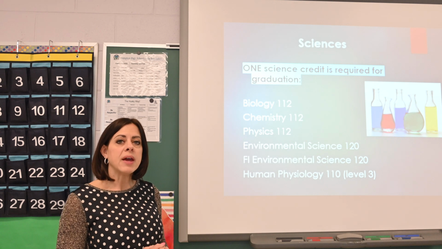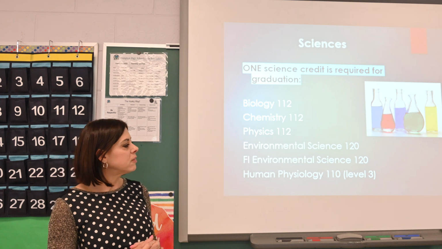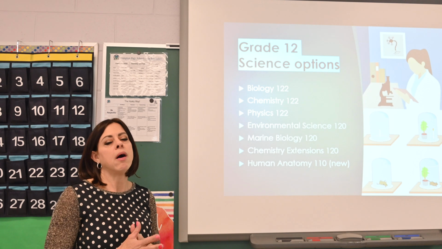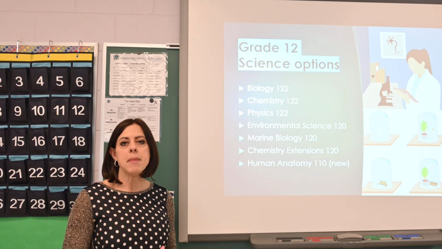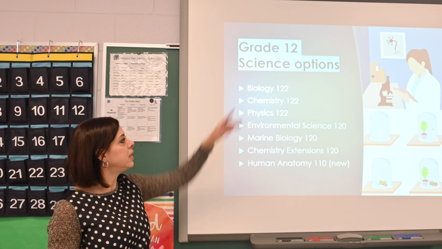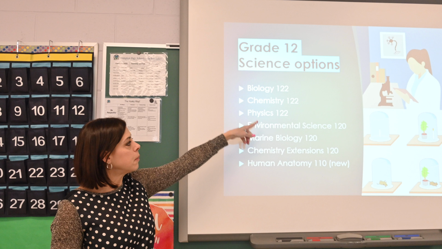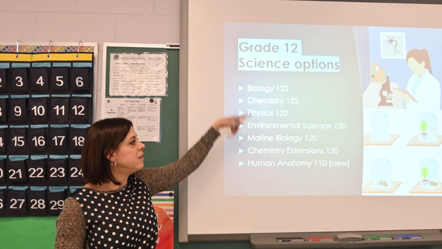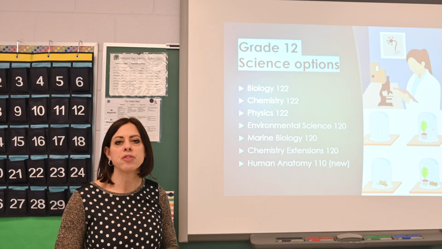Sciences. Students need 1 science credit to graduate. So their options are biology, chemistry, physics, environmental science, and human physiology. And certainly, depending on the program they choose to do after high school, in university or college, that program may require more sciences. So for example, a Bachelor of Nursing at university requires biology 12 and chemistry 12. A Bachelor of Engineering requires chemistry 12 and physics 12, and a Bachelor of Science requires chemistry 12 and either the biology or the physics, but we do highly recommend that they have all 3 for a Bachelor of Science.